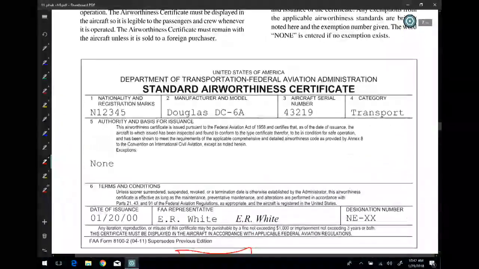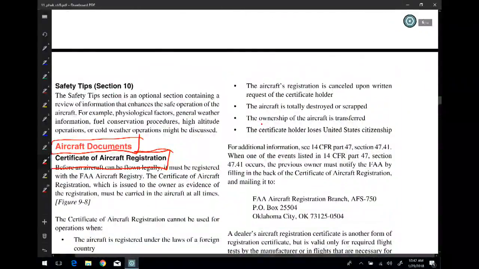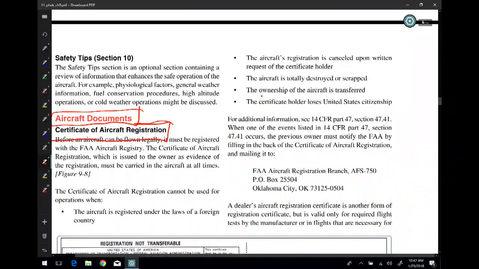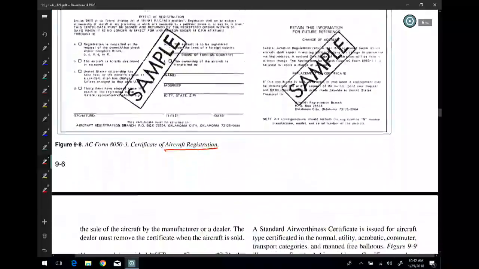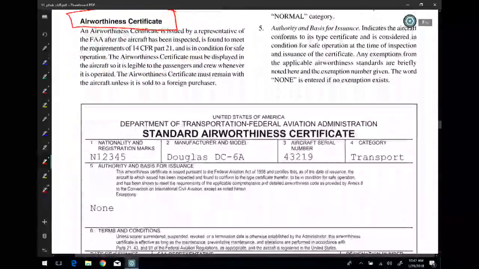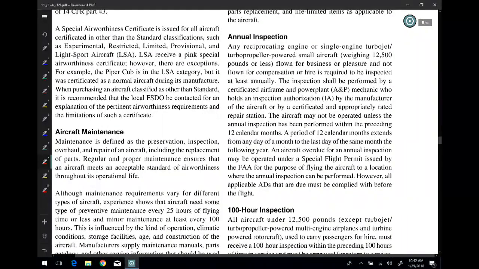Hang on a second here. I want to go to this. Registration, airworthiness certificate. You have all of your maintenance logs. Okay.